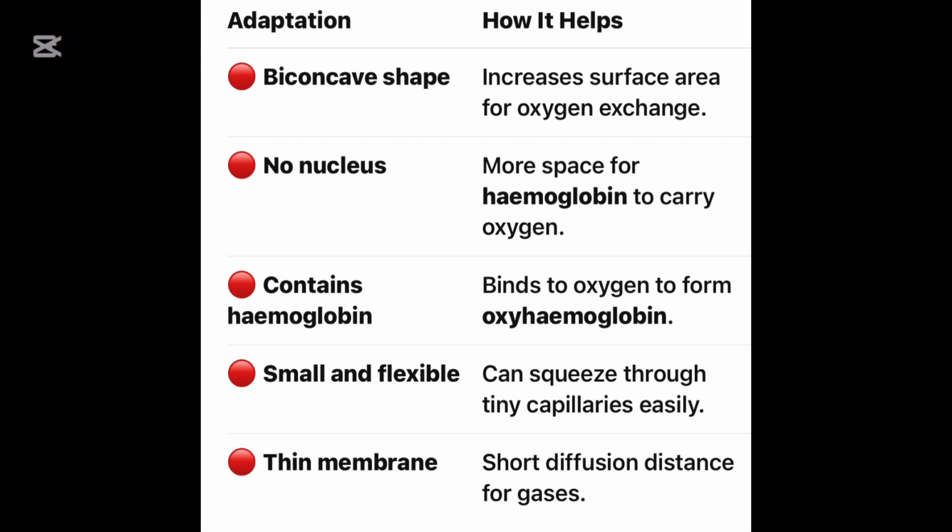Let's talk about the hemoglobin. Now, you should know that the hemoglobin which is present in the red blood cell is a red pigment, and it gives the red blood cell its color. Take note of that. The hemoglobin enables the red blood cell to appear red in nature.